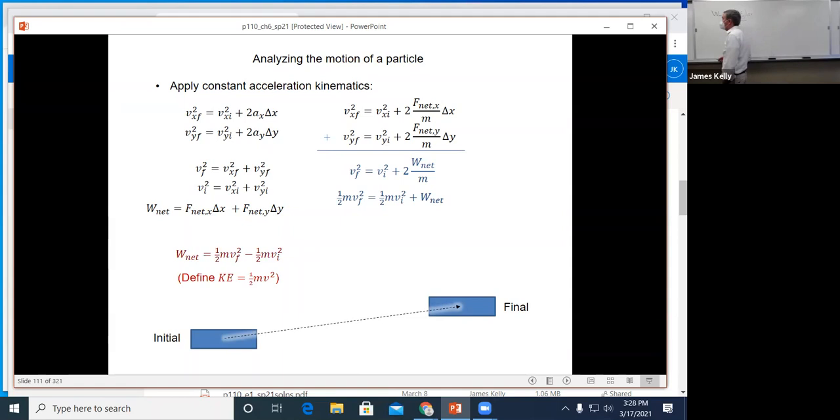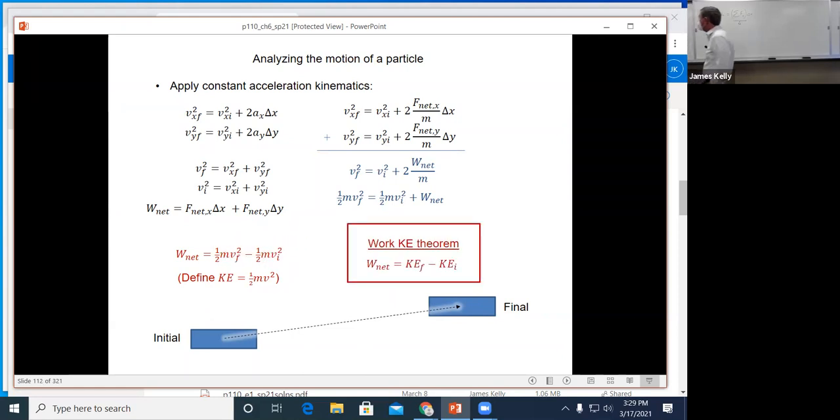If you've taken a physics course before, in all likelihood, you saw a definition in the chapter called kinetic energy. If an object of mass m is moving with speed v, we don't really care which direction it's going, all we care about is its speed, then its kinetic energy by definition is 1/2 mv squared. So another way to write this is the net work done on this object between initial and final is equal to the change in its kinetic energy, the final kinetic energy minus the initial kinetic energy.